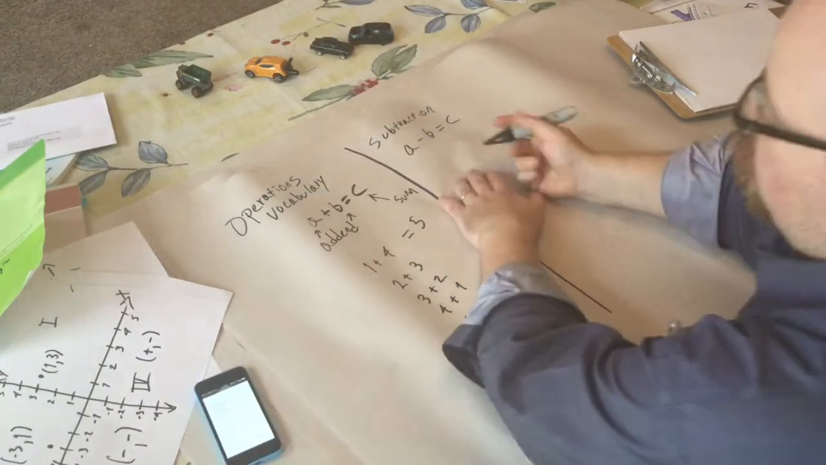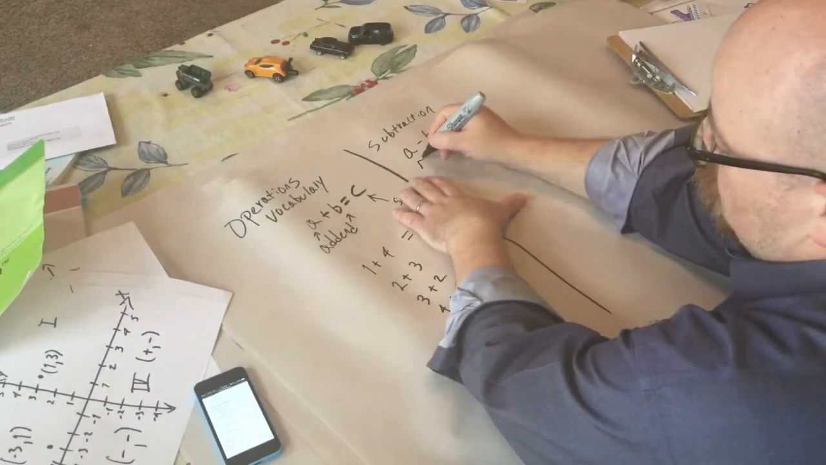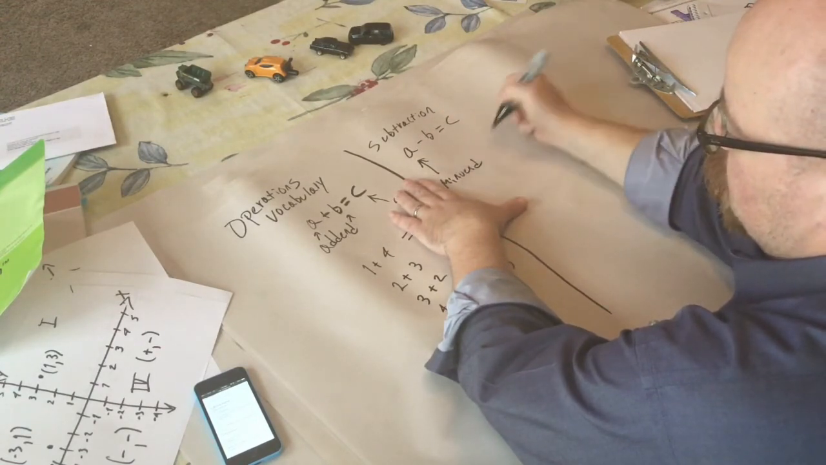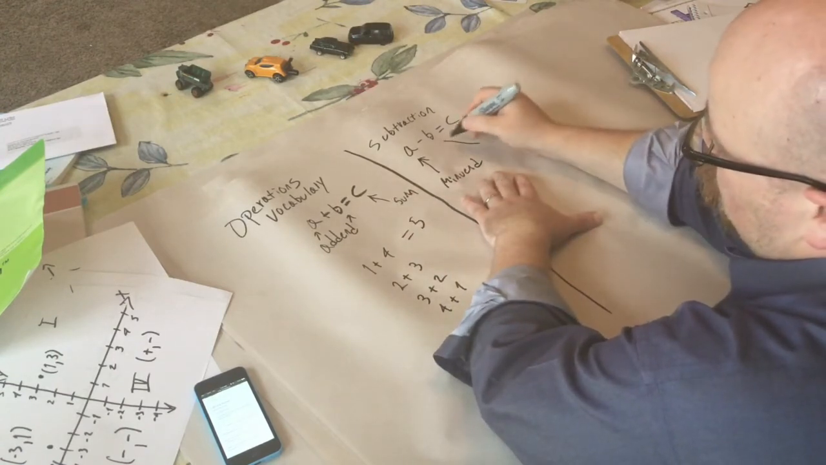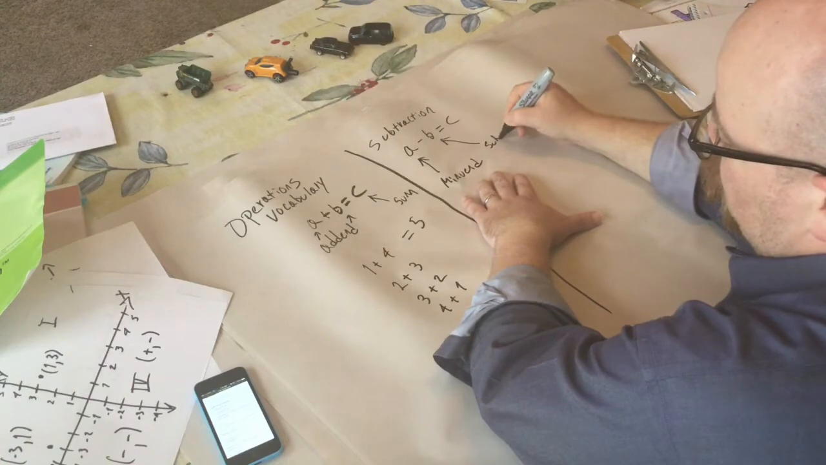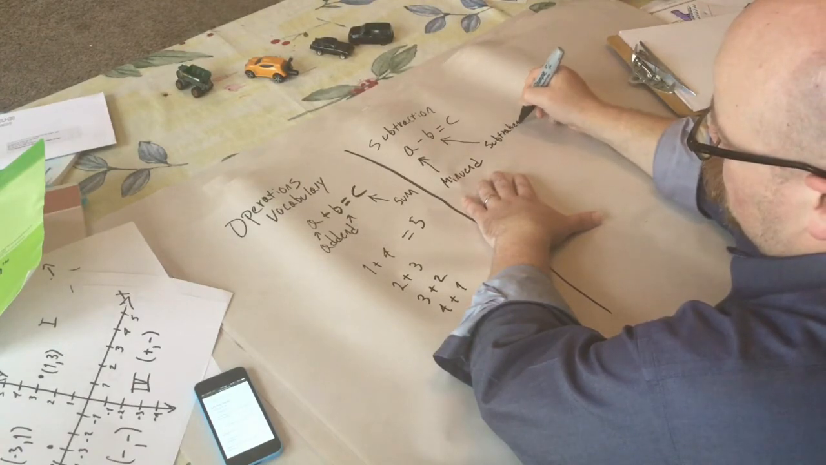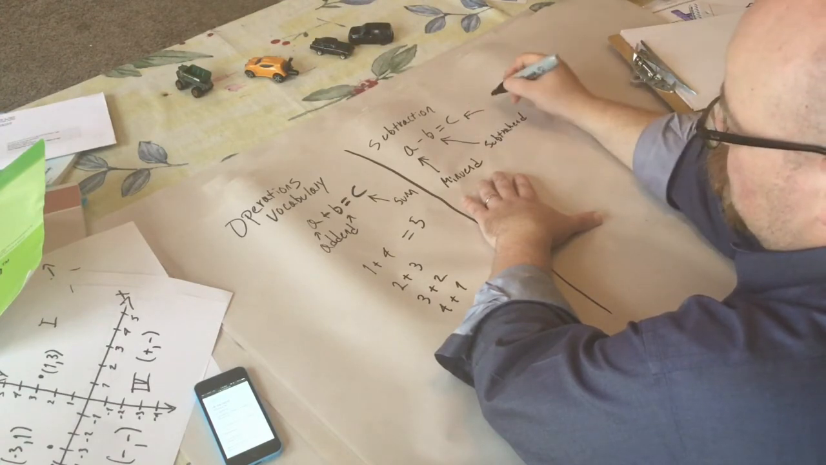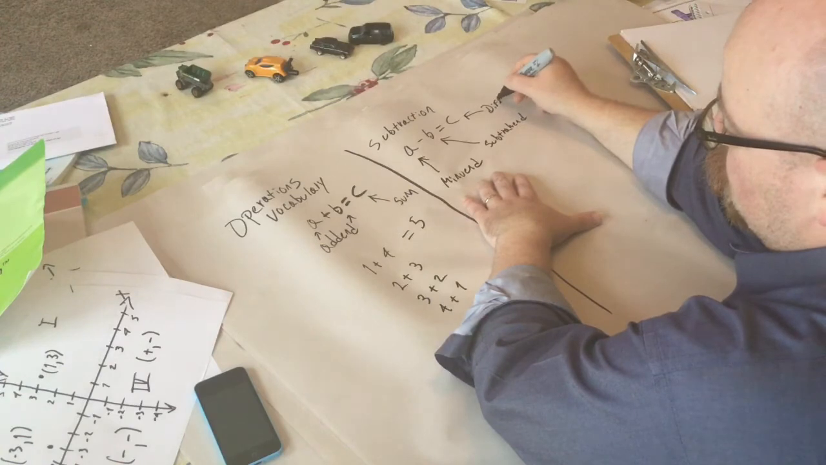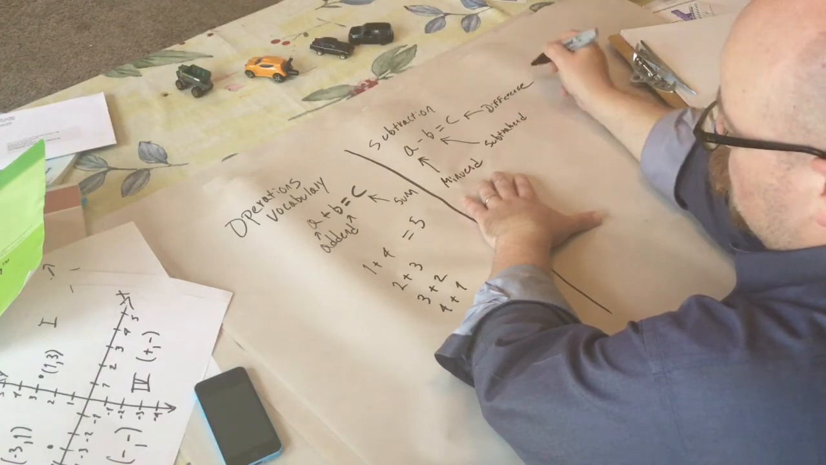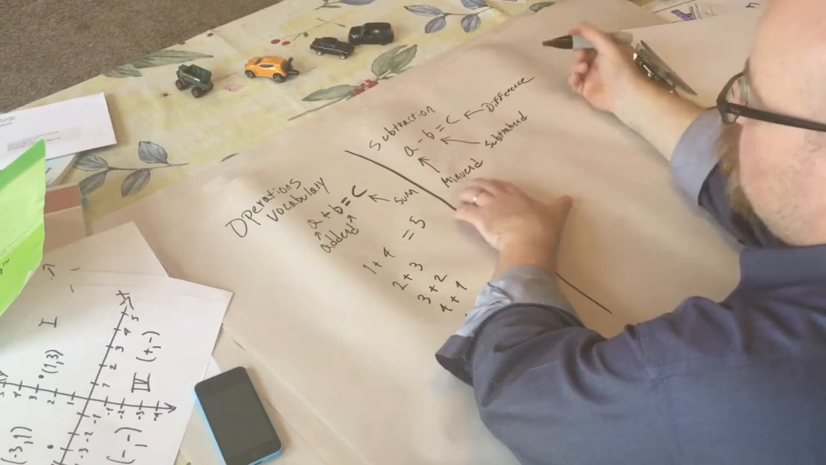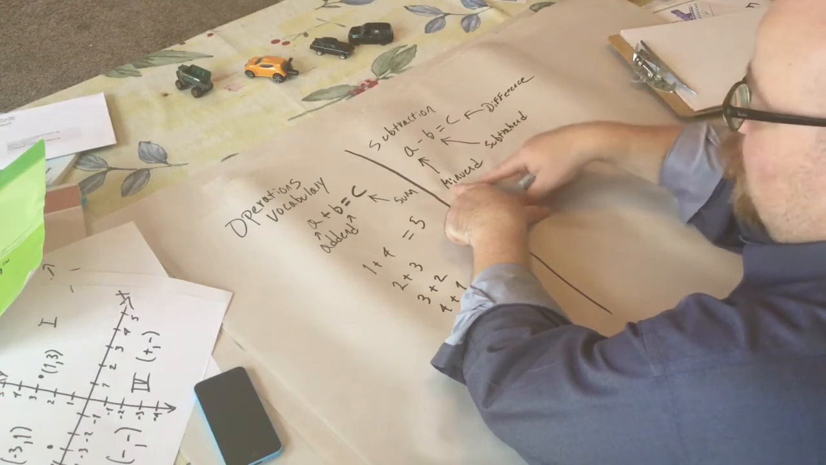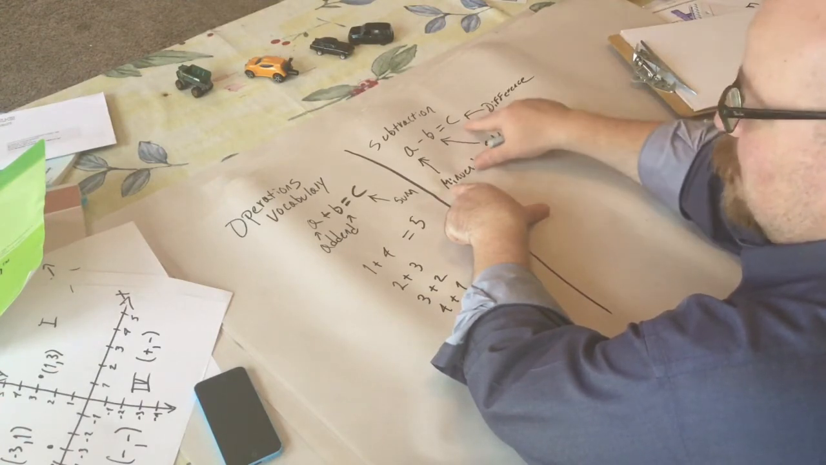Okay, so when we do subtraction, this first number is called the minuend. Minuend. The second number is called the subtrahend. And then C, we just call the difference. So when we subtract, we have our minuend and our subtrahend. Subtract the subtrahend from the minuend, and that gives us C.